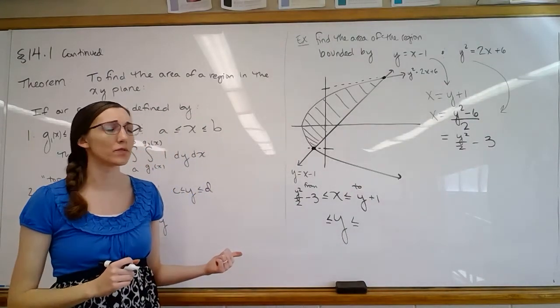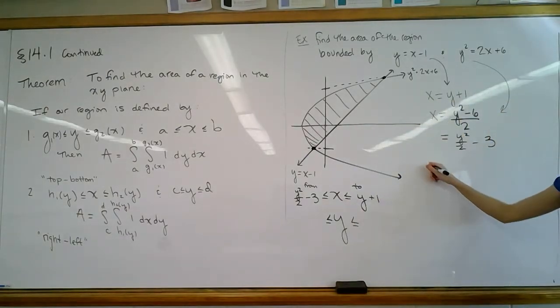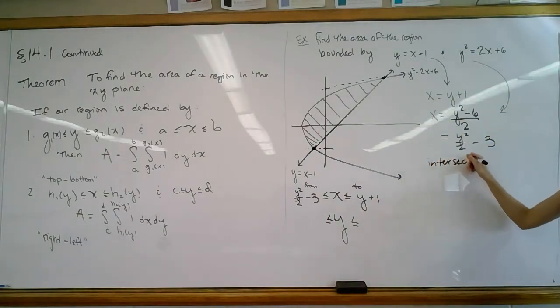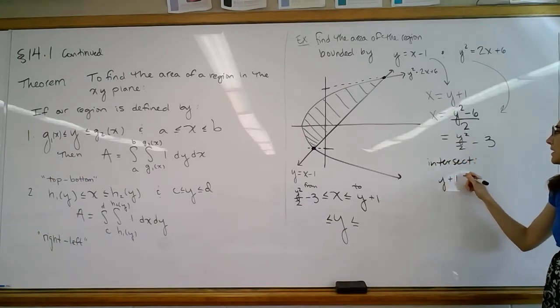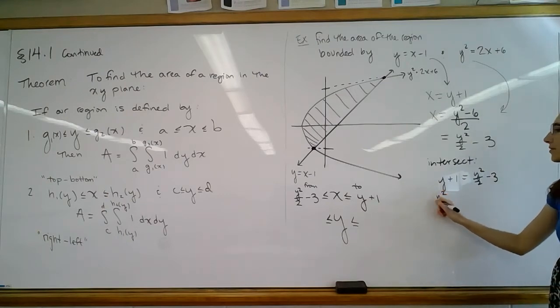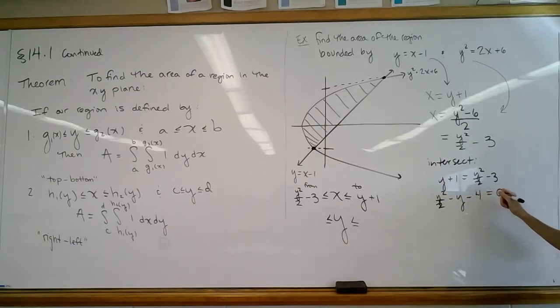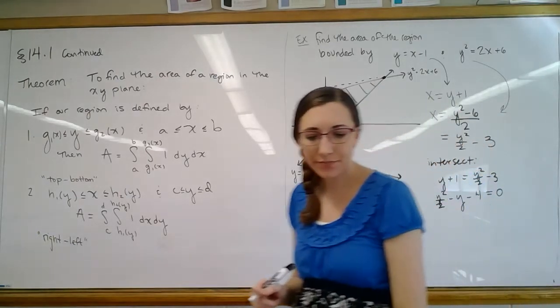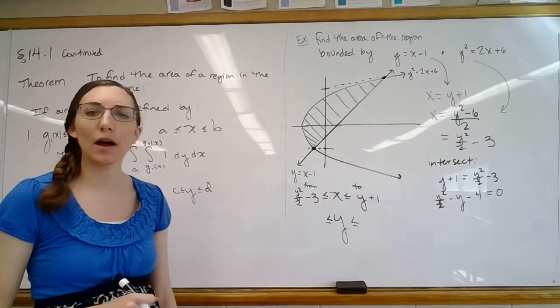So in order to find those bounds for y, well, we need to find those intersection points. So we've got our x equals and x equals, so let's find where they intersect. So we'll just set them equal to each other, right? X equals x, so we'll have y plus 1 equals y squared over 2 minus 3. Get everything on one side, so we'll have y squared over 2 minus y. Subtract another one, so we'll have minus 4, all equals 0.